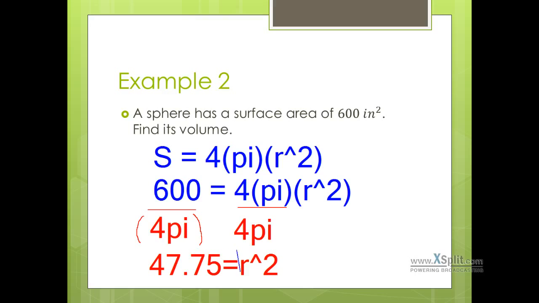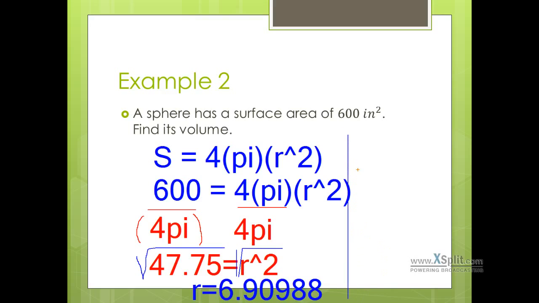At this point, we can go ahead and square root both sides. Square root both sides here. Square rooting that number, we end up getting a radius of 6.90988, and it keeps on going for a while.